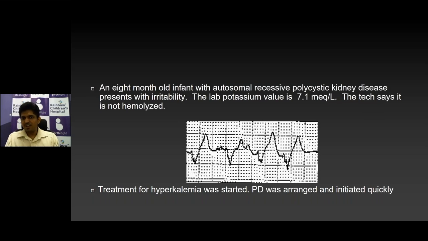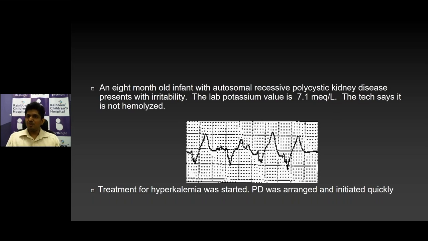Check what is the current clinical situation of the child, whether the child is having dehydration or whether this child is in a fluid overload state, or any other medicines that have been given to increase the potassium value, or the child is having acidotic breathing. So kindly check the clinical status of the child, and also do an ECG. Corroborate your potassium value with the ECG.